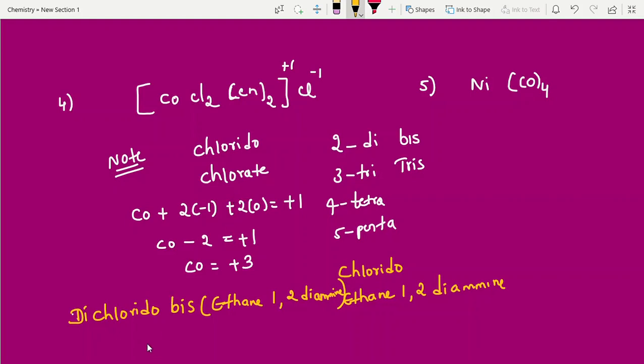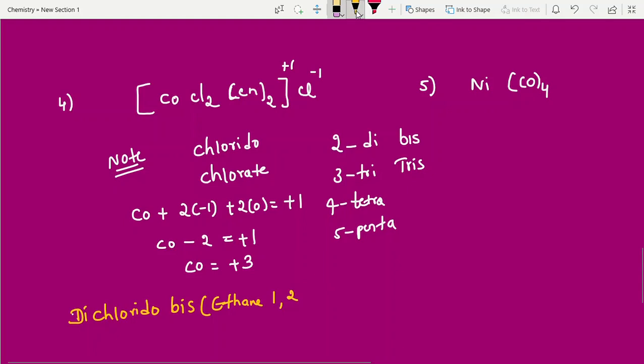Yes. Next we are writing here. Okay, better I will write here only. Why? Because we should not give a gap here. Yes, a little bigger letters I am writing. Ethane 1,2-diamine. Then close the bracket. Then you have to write this. You have to complete it.